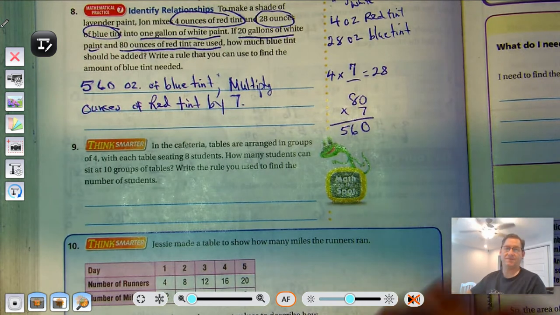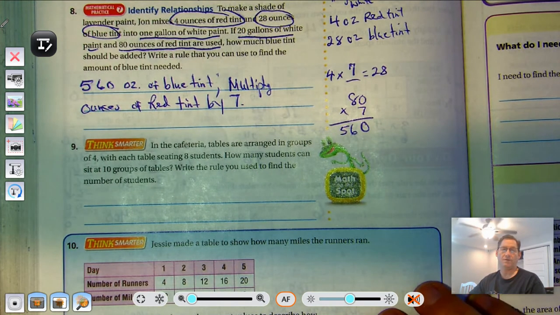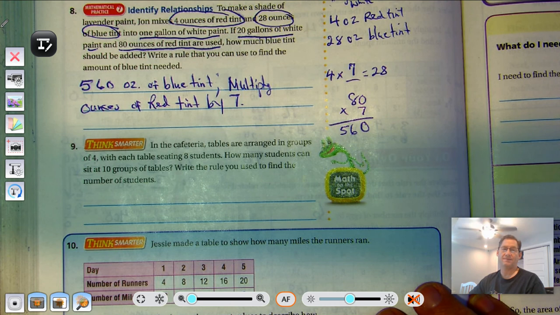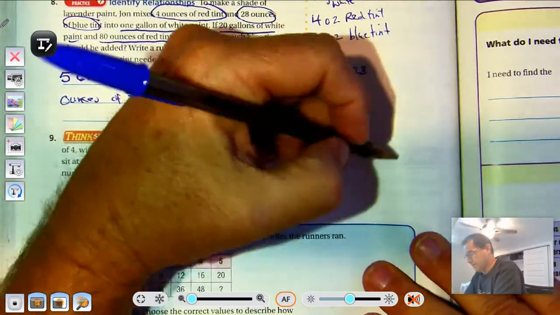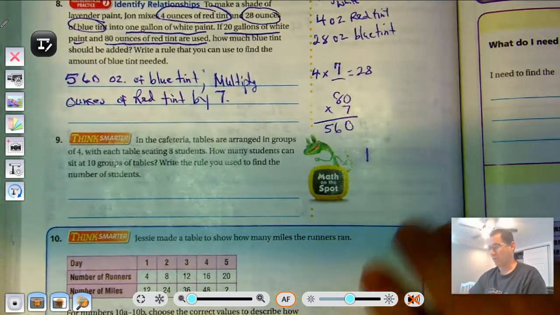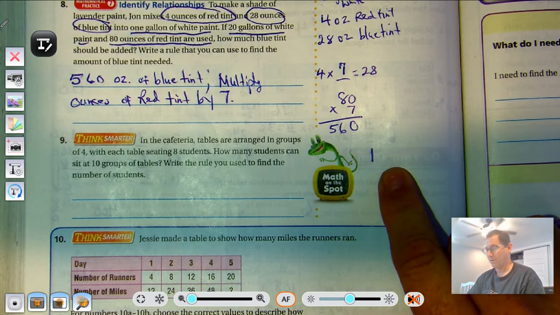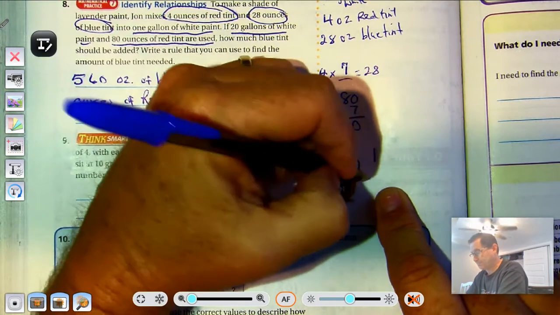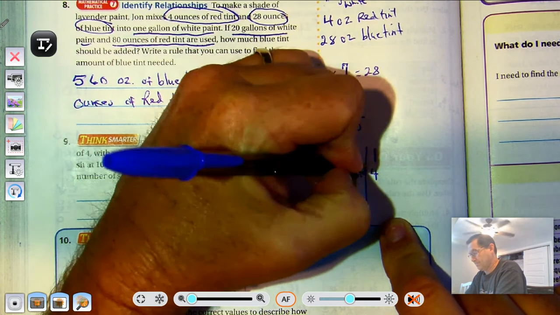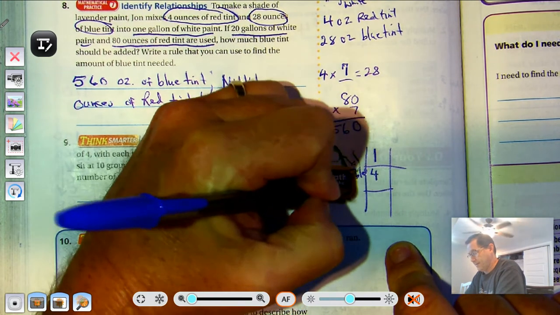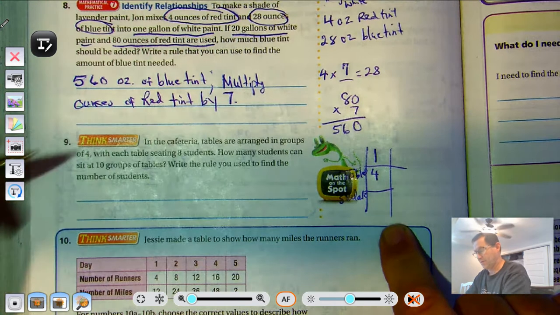All right, number 9. In the cafeteria, tables are arranged in groups of 4, with each table seating 8 students. How many students can sit at 10 groups of tables? And write the rule you use to find the number of students. All right, so we can complete a table, right? So at one group, we would have 4 tables. And the number of students would be 32.